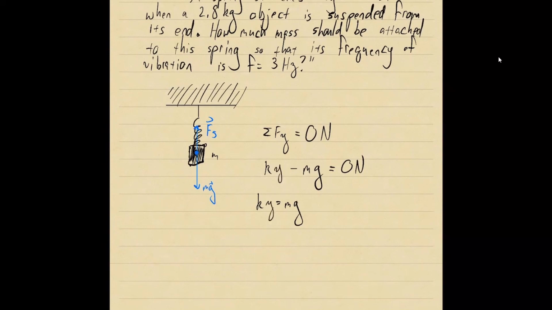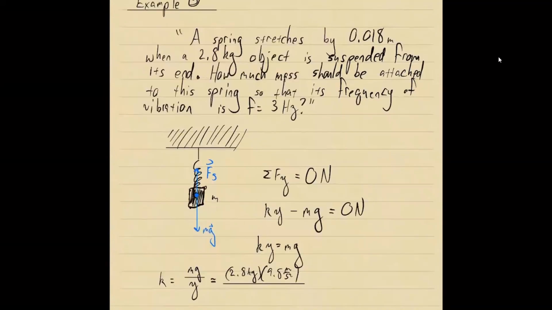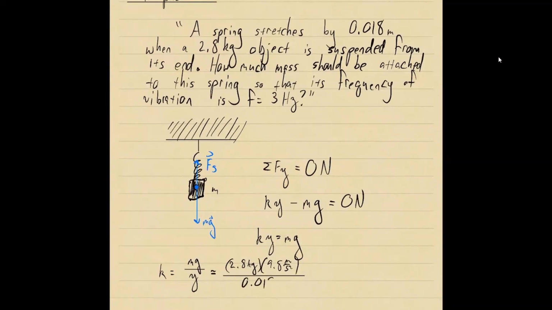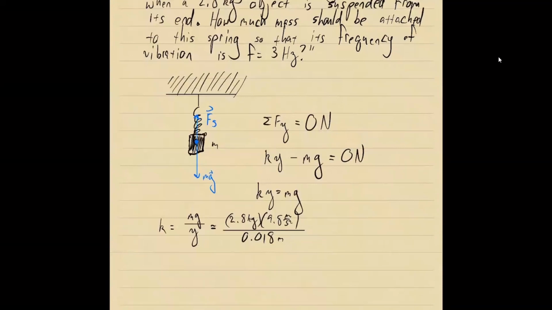So we're dealing with stuff in the y direction. So we can solve this for k to find the spring constant for this particular spring. That's just mg over the magnitude of our displacement y. This is going to be 2.8 kilograms times g, which is 9.8 meters per second squared, divided by the amount that we're stretching our spring by, which is 0.018 meters, just the magnitude of it. So this gives us a k value of 1,524 newtons per meter.